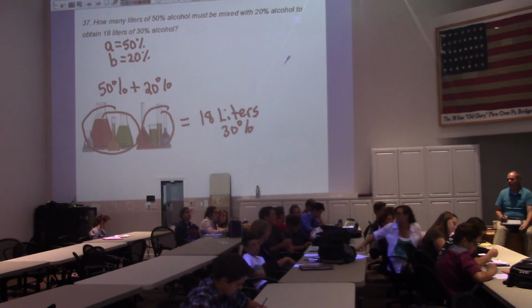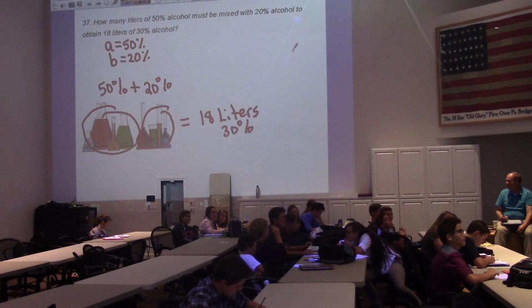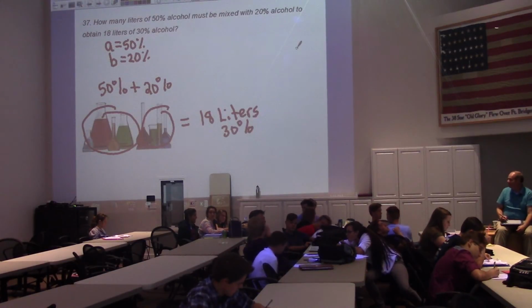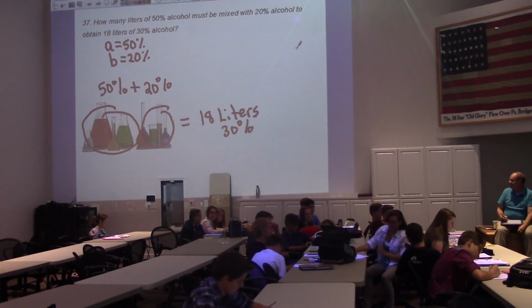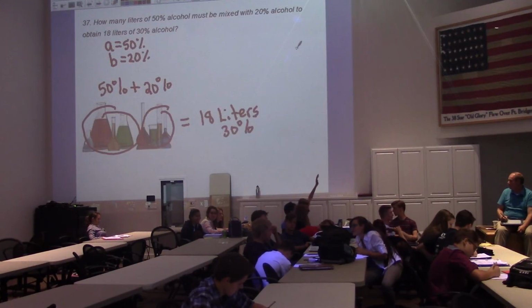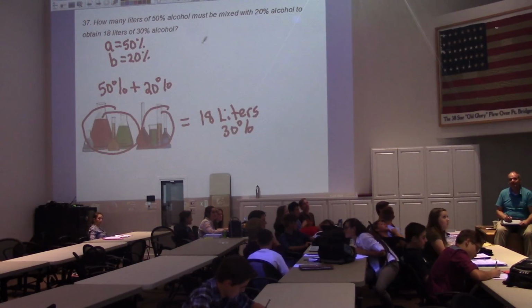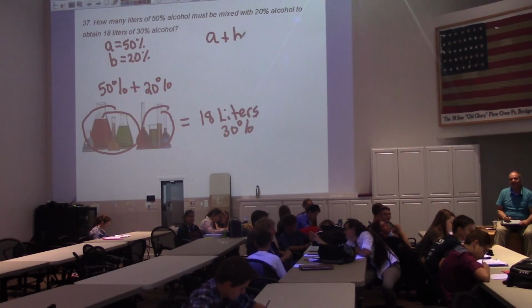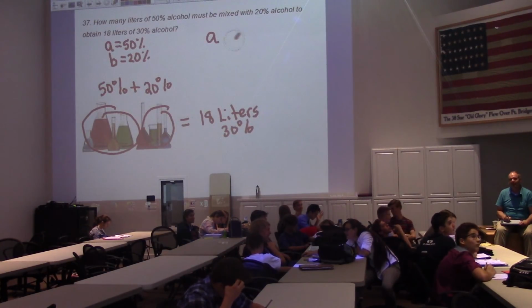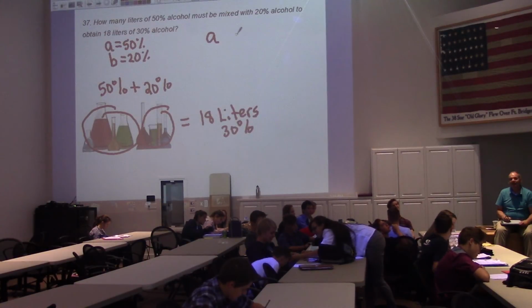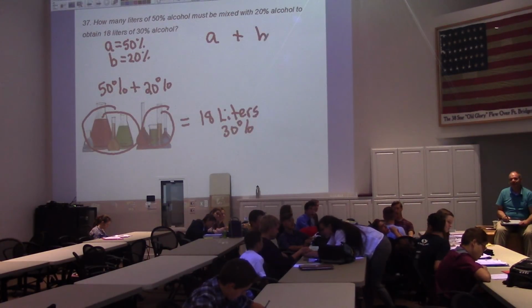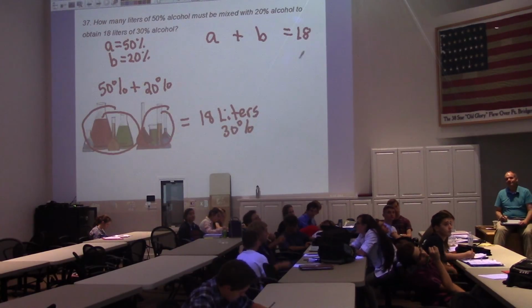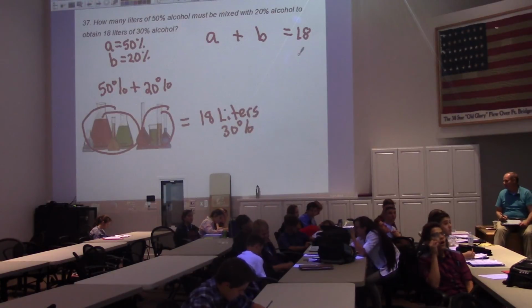So who can guess the first equation? I'm curious. Can I call somebody? Brielle, shout it out. No guess? Okay, Joe? A plus B equals 18, right? Joe, you are the man. Good job. A plus B is 18. What does the first equation tell me? How much you want to make, right? What you're making here: 18 liters of something. A plus B is 18.